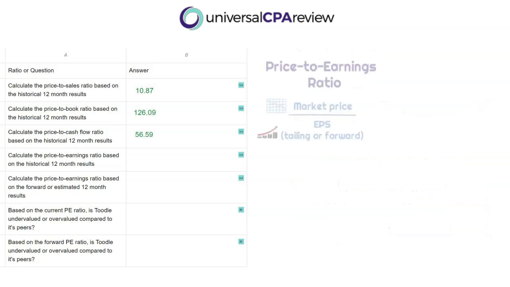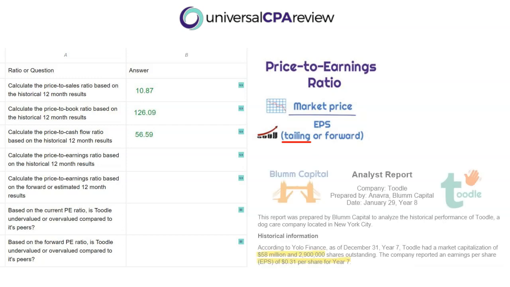So the next two rows are based on the price to earnings ratio. Now, we can look at this on a trailing 12 months or forward looking. We're actually going to do both here, right? So let's start with the historical 12 months. If we go to the analyst report, it says the earnings per share was 31 cents per share, right? The 0.31. Now that's on a per share basis, and for the market price, we've been using total market cap.